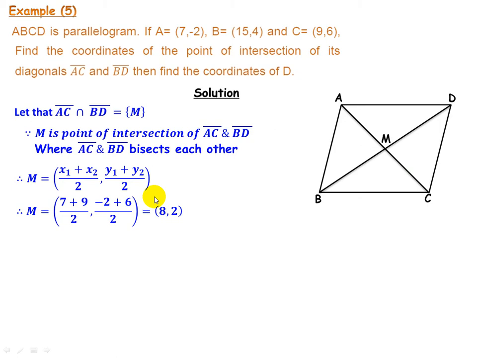This point is also the midpoint of BD. But in this case you have B and you have M. So D equals double the midpoint minus the other point B, which means that D equals 2M minus B. 2 times (8, 2) minus (15, 4). So in this case it will be (1, 0). So the point D equals (1, 0).